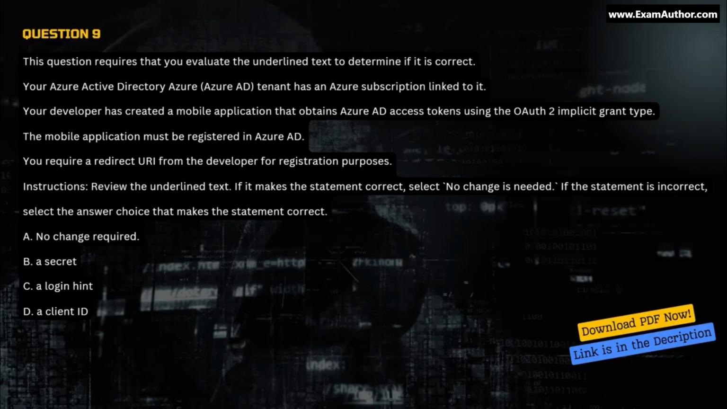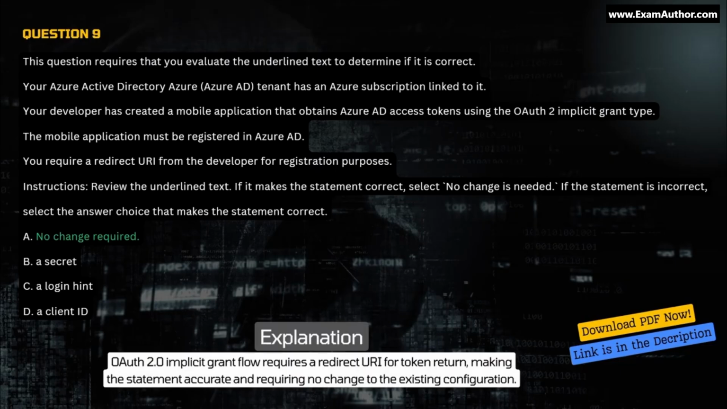Instructions: review the underlined text. If it makes the statement correct, select No Change is needed. If the statement is incorrect, select the answer choice that makes the statement correct. A. No change required. B. A secret. C. A login hint. D. A client ID. Correct answer A. No change required. Explanation. OAuth 2.0 implicit grant flow requires a redirect URI for token return, making the statement accurate and requiring no change to the existing configuration.